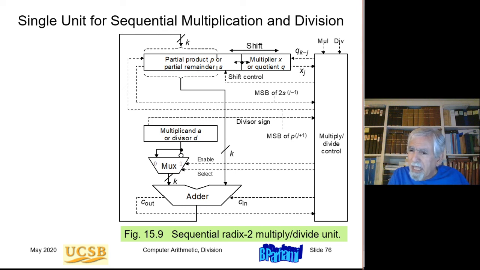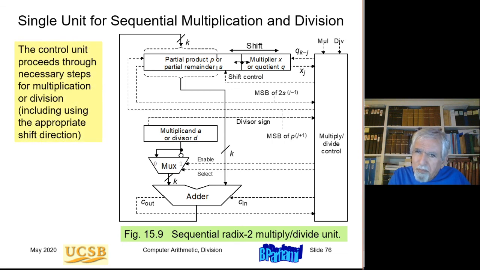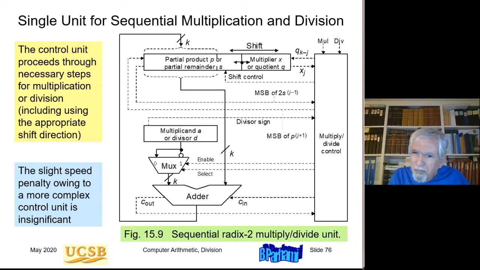Okay, so we sort of save hardware. Of course, the control unit is now more complicated than that of a multiplier or divider, but we save duplication of the adder and of these registers. There's a slight speed penalty because of the more complex control unit. Both multiply and divide may be slightly slower than if we implemented them in a dedicated multiply or divide unit, but that's usually tolerable because of the savings.